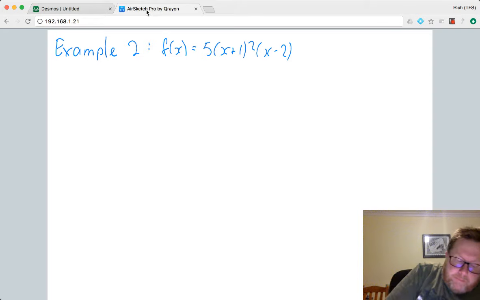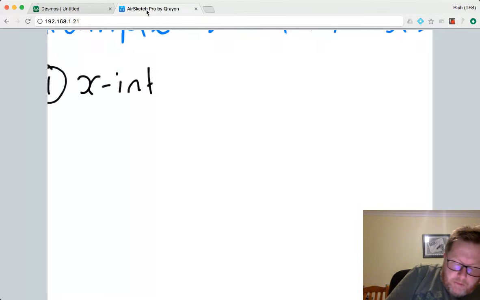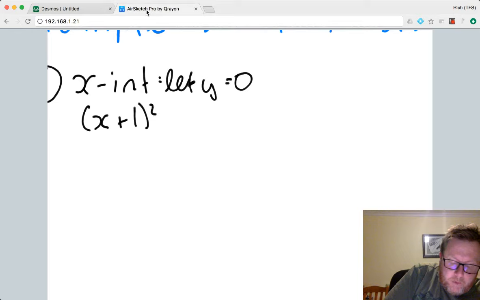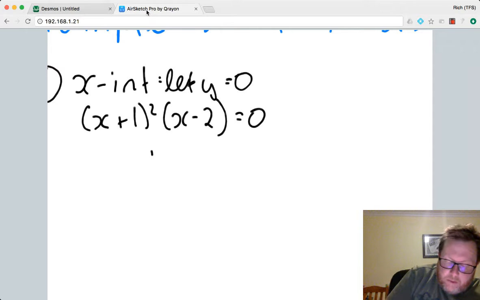So number 1, let's get the right color, x-intercept. I might just draw this a little bit smaller for space. So let y equal 0, so we would have x plus 1 all squared times x minus 2 is equal to 0. Null factor law comes into effect. X equals negative 1, negative 1, 0.